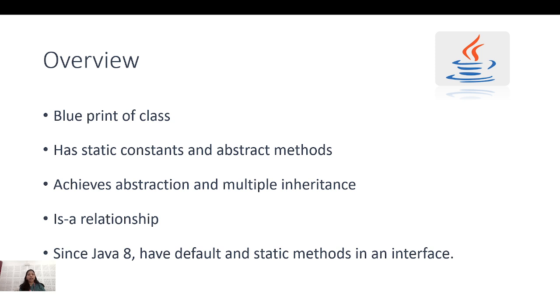As we know that multiple inheritance is not supported in Java, but with the help of interface, yes, we can achieve the multiple inheritance. Also, we can achieve abstraction. Why abstraction? Because we are having only abstract methods in the interfaces. Okay, so in the interfaces we are having an is-a relationship.